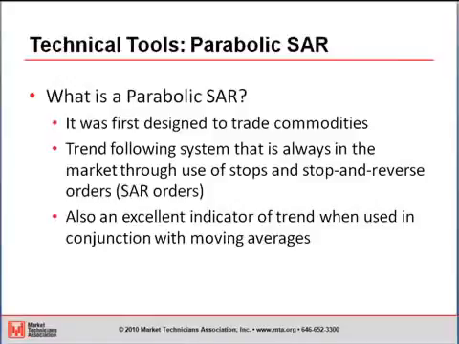It is basically a trend-following system that is always in the market through the use of stops and stop and reverse orders. What that means is you buy long a stock or a commodity, let's say at a price of 10, for example, and you put an order to sell 2 units in at 9. That's your stop and reverse. So if the market falls, your long goes away at 9 and you're in a short position in the market. I use this indicator in a couple of different ways than that.